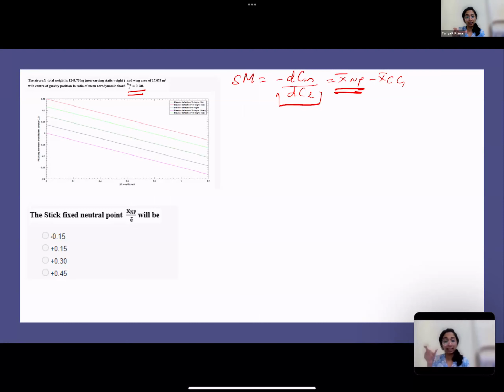Right? So pick any line, take the slope. It's DCM upon DCL. Plug that in this equation, then you can find out your X bar NP because X bar CG, they've given to you in the question as 0.3. Take any line, take any 2 points, you can find the slope. I would suggest that you take the first and the last point so it's easier to find the values, but you can take any line, any 2 points, find the slope.